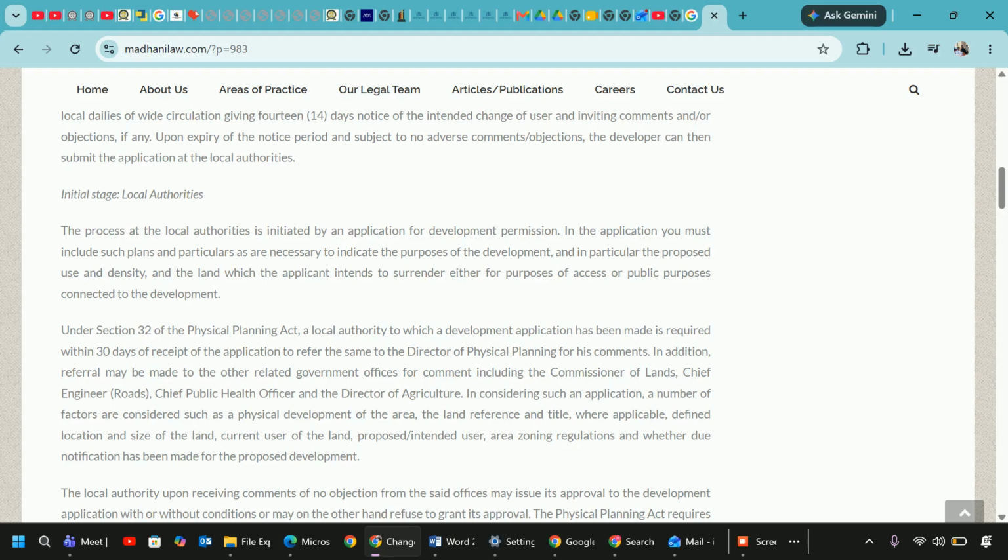In addition, referral may be made to the other related government offices for comment, including the Commissioner of Lands, Chief Engineer of Roads, Chief Public Health Officer, and Director of Agriculture.